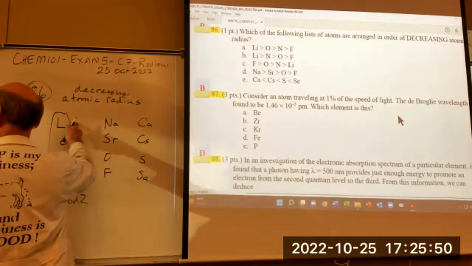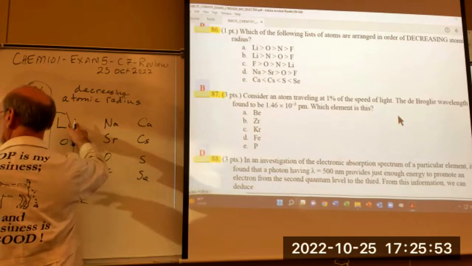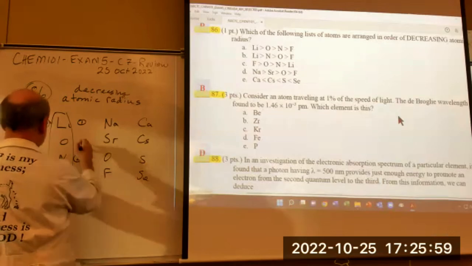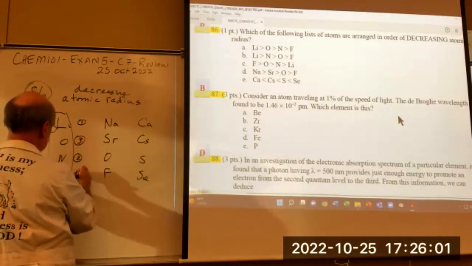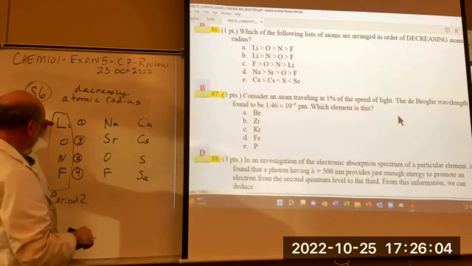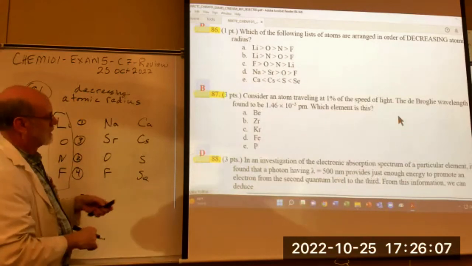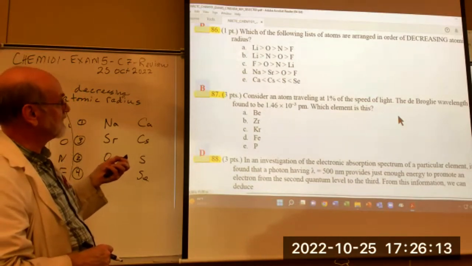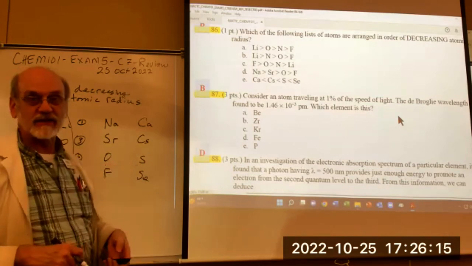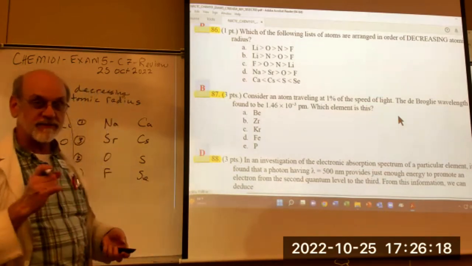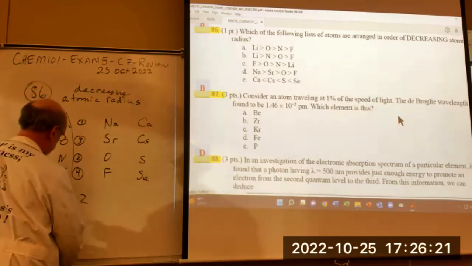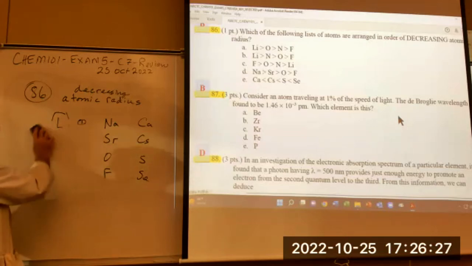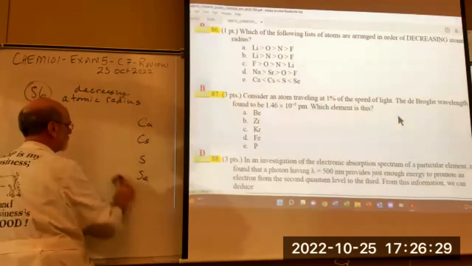So left is here. Then next is nitrogen. Then next is oxygen. And last is fluorine. Decreasing: lithium, nitrogen, oxygen, fluorine. B is the answer right there. We don't even have to look at D or E. We found our answer. Okay, yeah, 87 is next. It's a completely different problem.